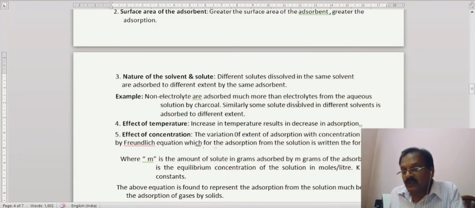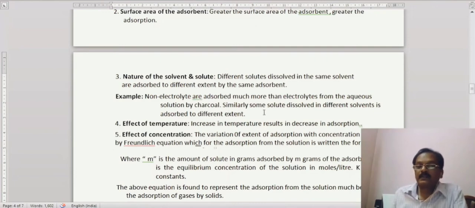Similarly, the same solute dissolved in different solvents. In the previous case, it was different salts in the same solvent; here, it is a salt dissolved in different solvents, and adsorption to different extents can also be expected. In general, you can say higher molecular mass adsorbs readily and lower molecular mass adsorbs to a lesser extent. Higher the molecular mass of the solute, more is the adsorption. The lower the molecular mass of the adsorbate, less is the adsorption. So the extent of adsorption on the same adsorbent depends on the nature of the solute and solvent.